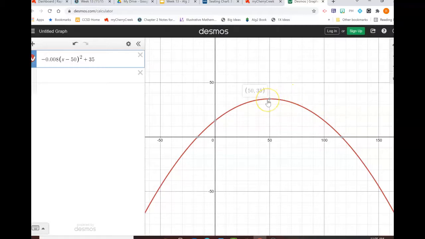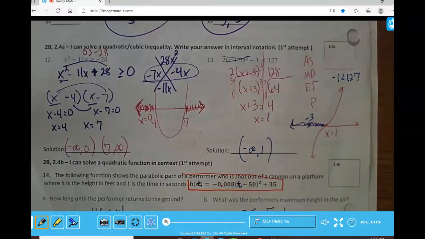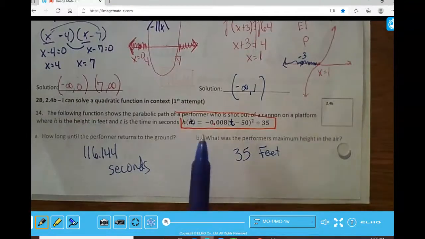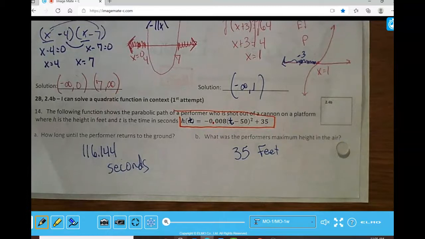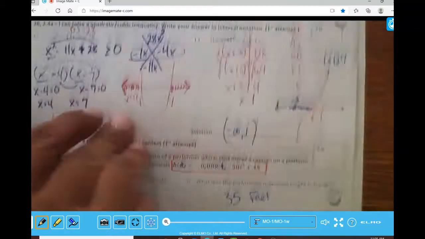And then B says, what was the performer's maximum height in the air? That's the vertex point. And I want to go for its height, so that would be the 35. And so I'm writing 35 down with feet. So let me switch back to the screen that you should be seeing. And again, so this is what I was saying, these should be t's in here, and then I wrote my 2 answers. And that is your answer for Showcase of Learning number 9.